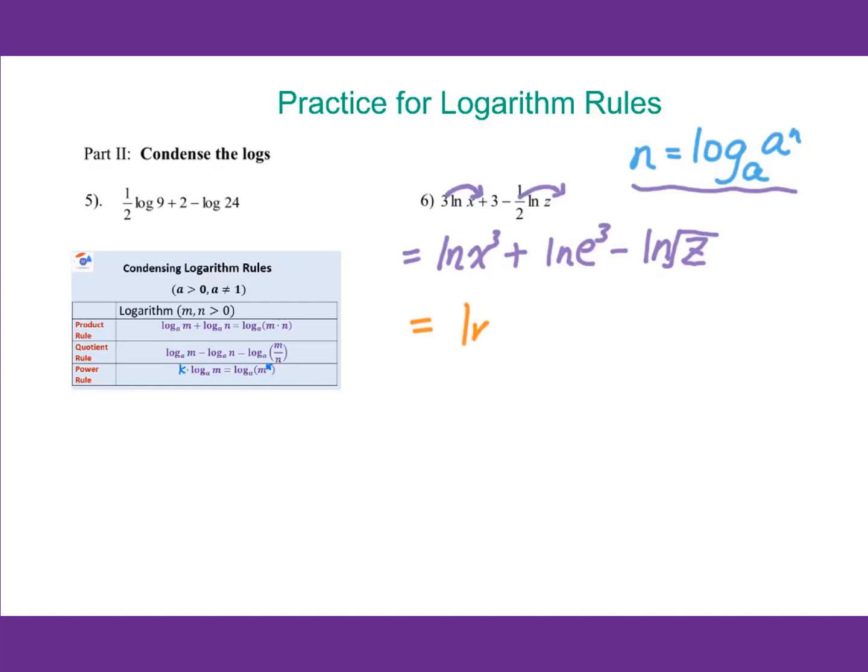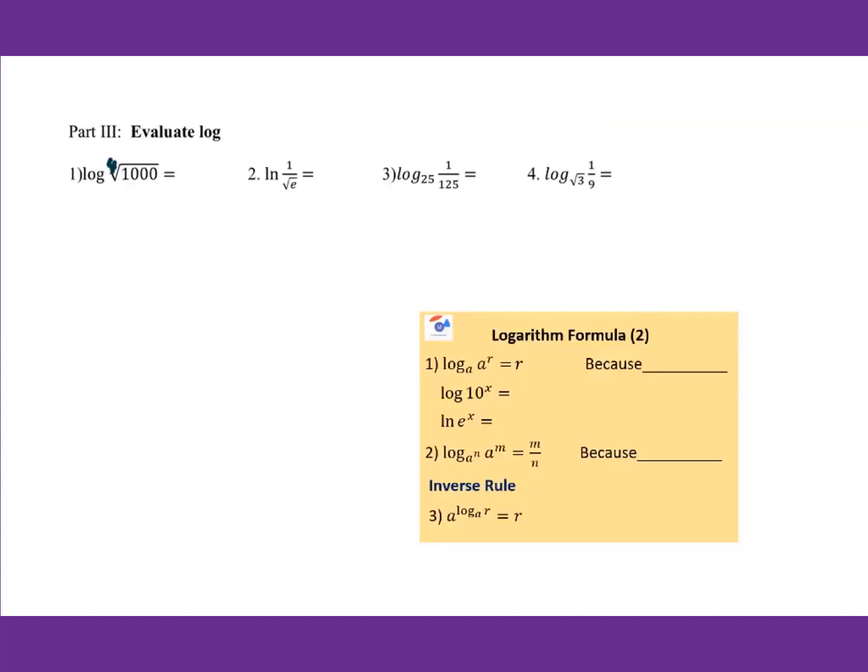Now we're condensing. This is a natural log. We have a division line because we have this subtraction. We got square root of z as the denominator, and x to the third power times e to the third power. That will be the answer.